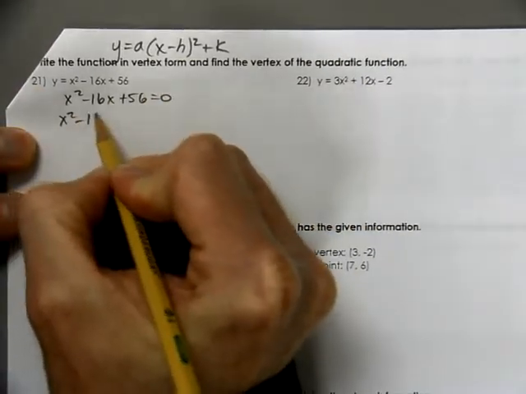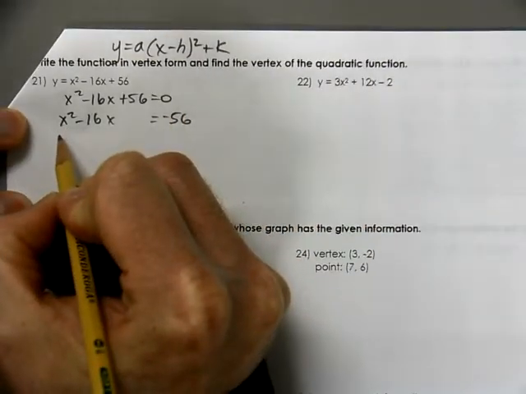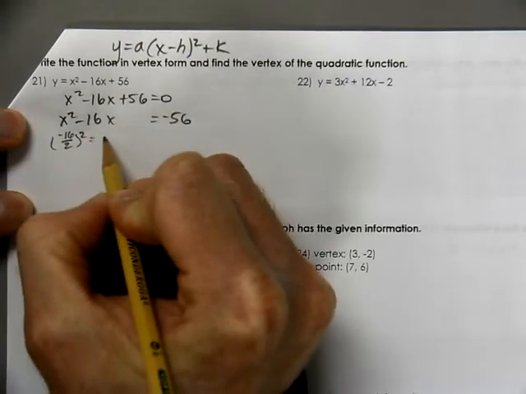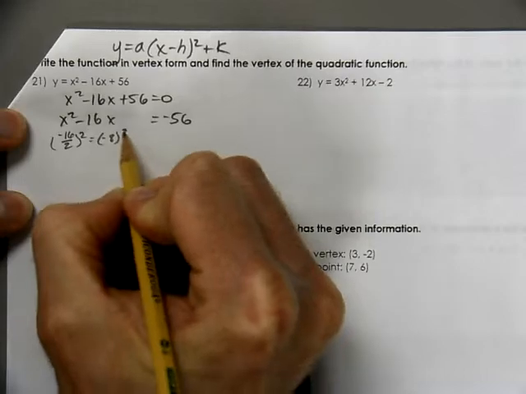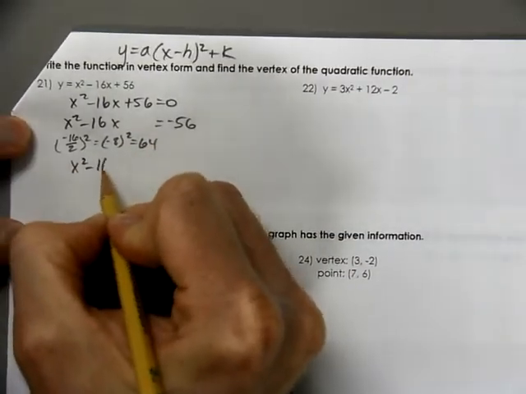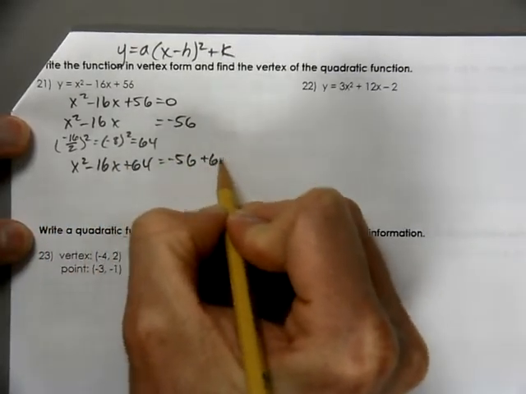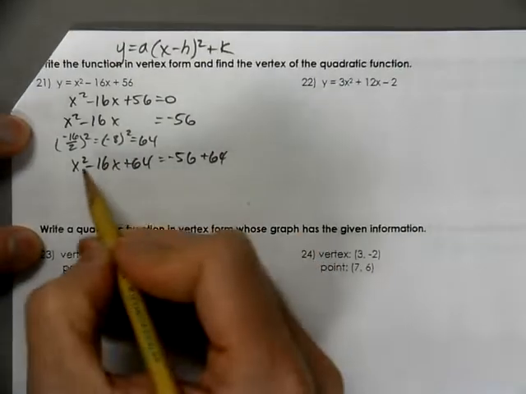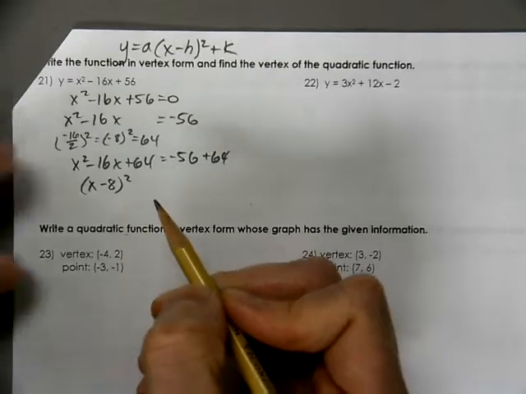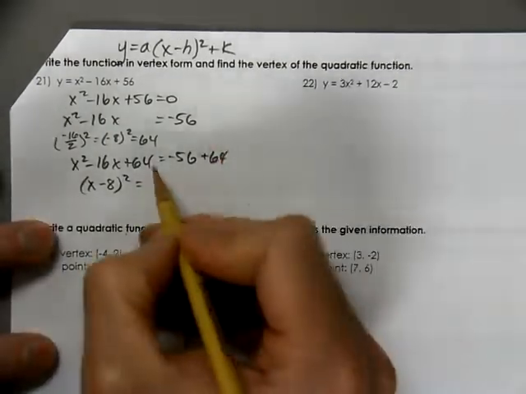So we'll move our constant to the other side of the equal sign. We'll take our b value divided by 2 and square it. That gives us 64. So we're going to take this 64 and add it to both sides of the equal sign. This gives us an (x minus 8) quantity squared. And on this side, we get 8.